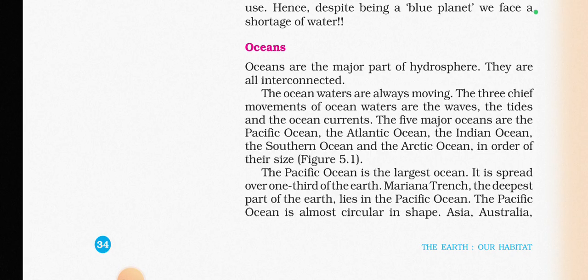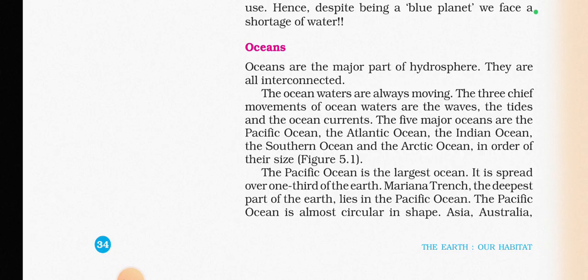Now moving ahead to the oceans. Oceans are a major part of the hydrosphere. They are all interconnected, and ocean waters are always moving. This means they are not static or stagnant. They are just moving.